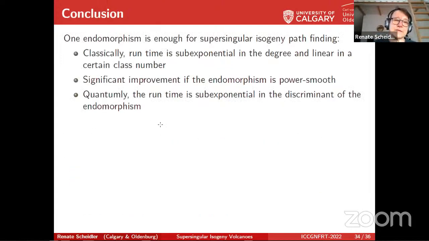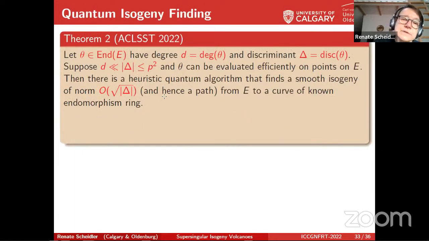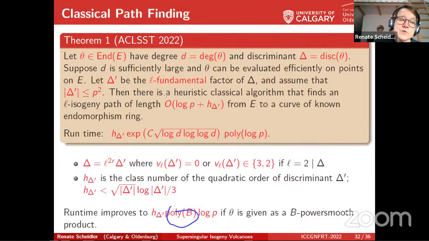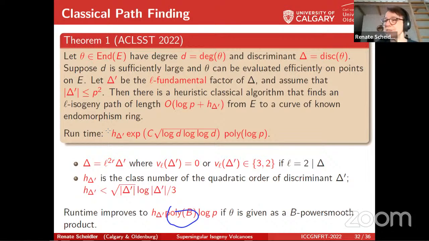Good question. I should have said this. No, this is the quantum algorithm. So you have to work out the probability that those two things are on the same volcano, because that gives you the expected number of times you have to try. And that's exactly this class number thing. That's where this class number dependence comes from. So the expected number of times you have to try this is exactly the class number. Does that answer your question?